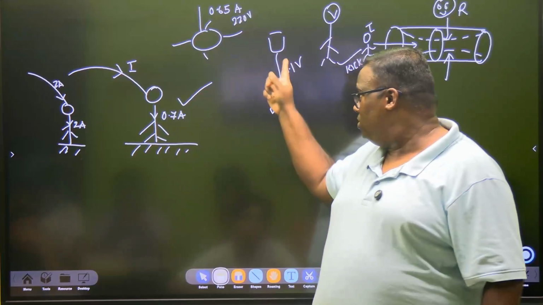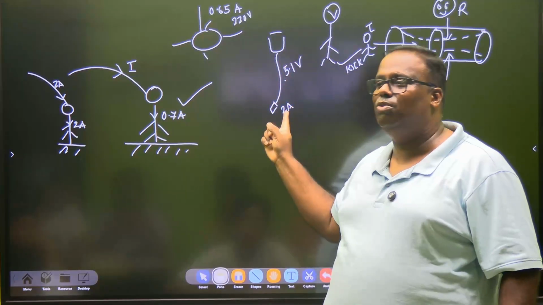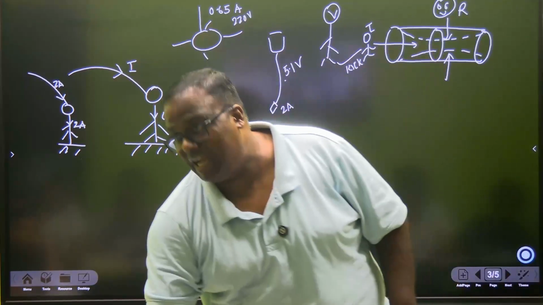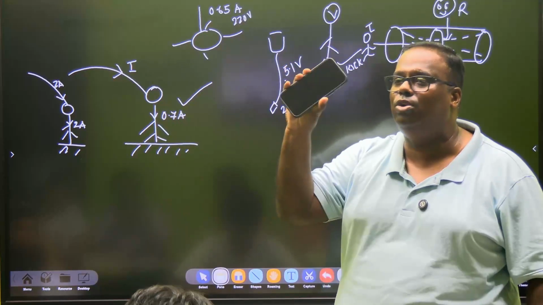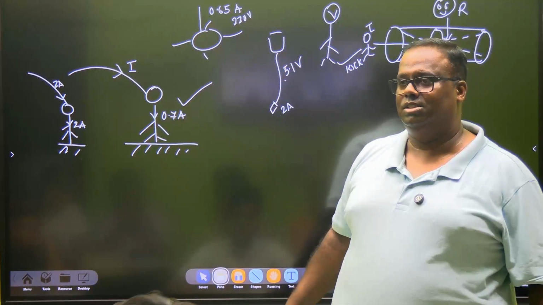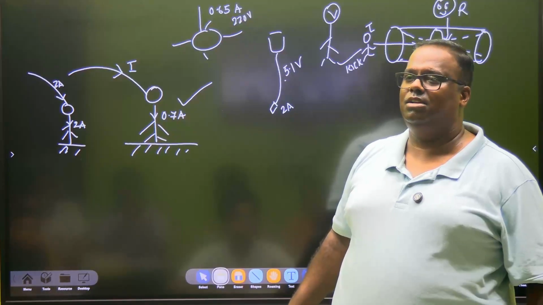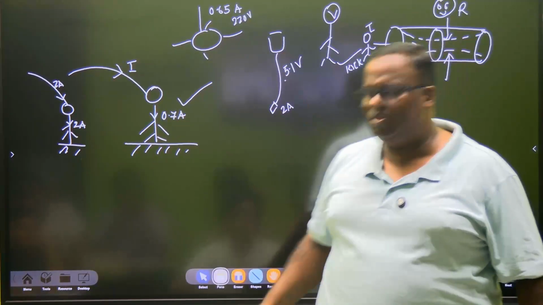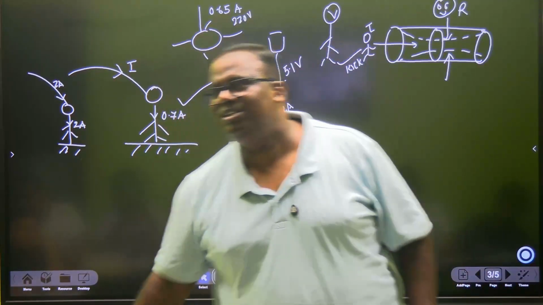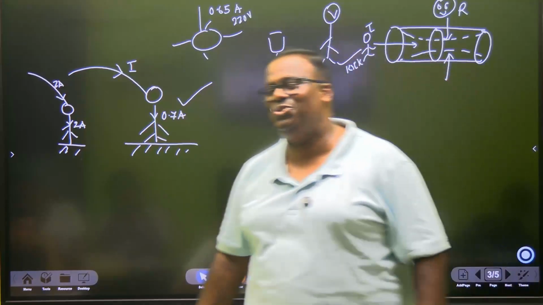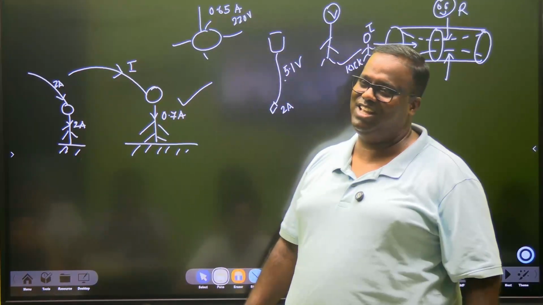The mobile phone's output is only 5.1 volt. 5.1 volt can drive 2 ampere through my phone, not through my body. Because my body is very stubborn. Whenever it sees 5.1, 5.1 is like what, mother, you know? Let the children play. They're so cute, babies. Let them play.